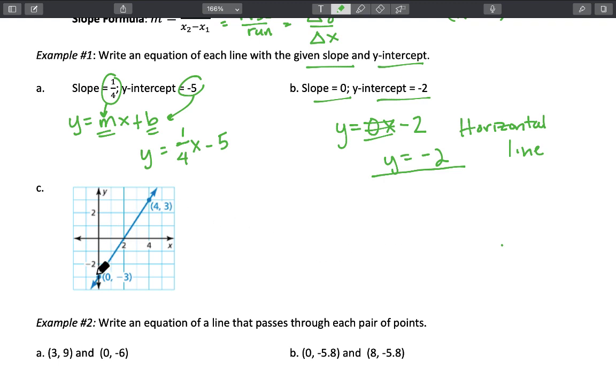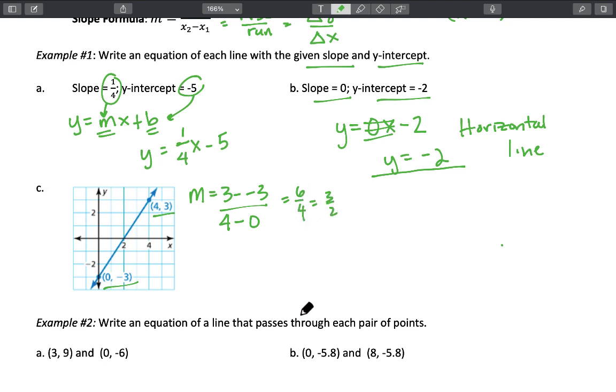Alright, in letter C, it's a little bit of a tricky one here. Now we're given the graph of a line. It passes through 2 points. So we're going to need to use those 2 points to find our slope. We'll say y1 minus y2, which is our 3 minus -3, divided by x1 minus x2, which is 4 minus 0. So 3 minus a -3 is going to give me 3 plus 3, which is 6 over 4. Now this reduces to 3/2.